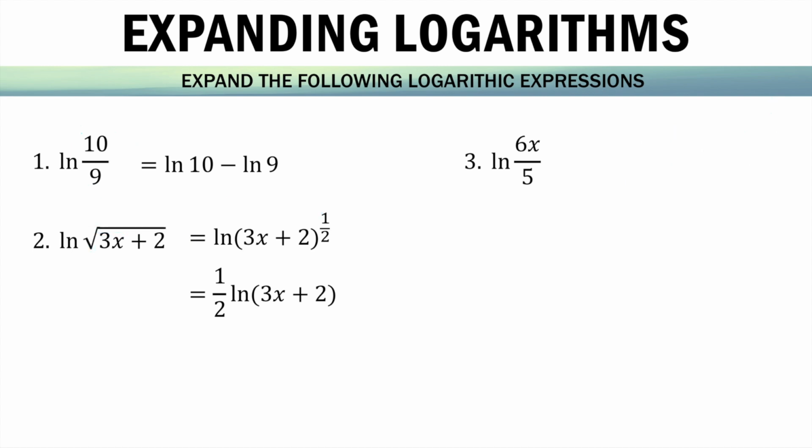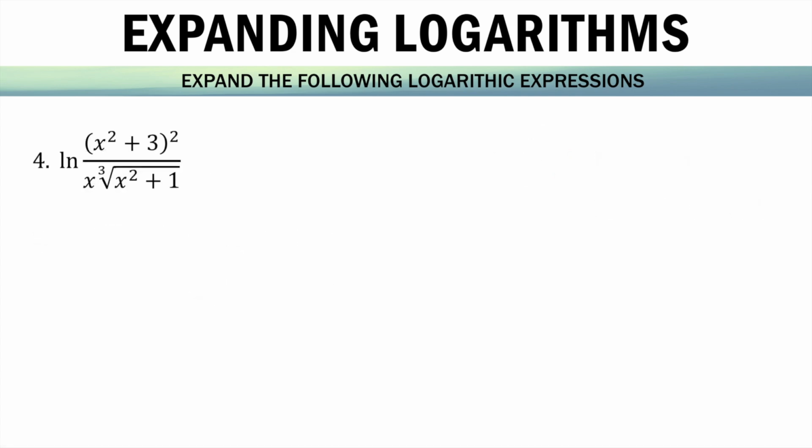Okay, ln of 6x over 5. We'll start by separating at the division sign. So ln of 6x minus ln of 5. And maybe you're done, but look at, we've got this multiplication. ln of 6 times x. So that will go ln 6 plus ln x minus ln 5.